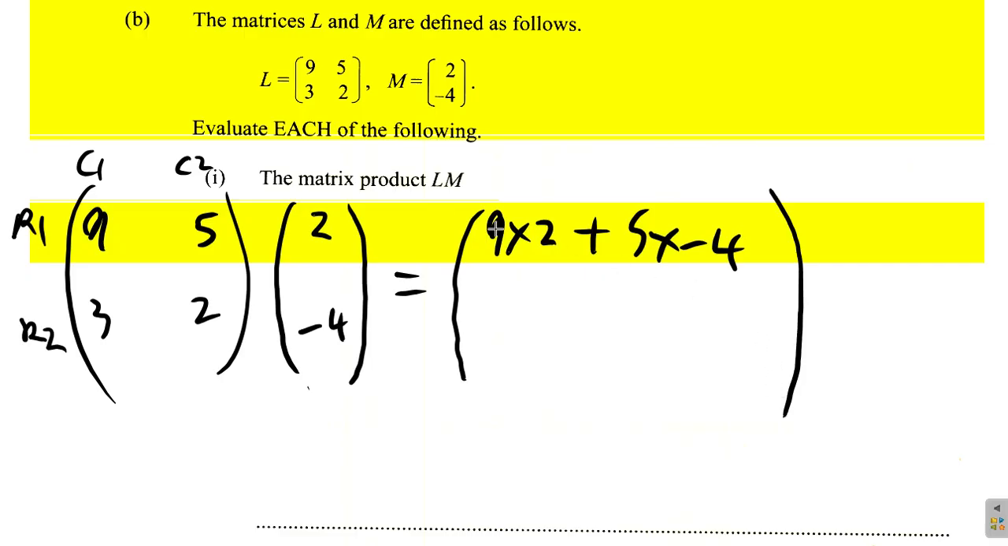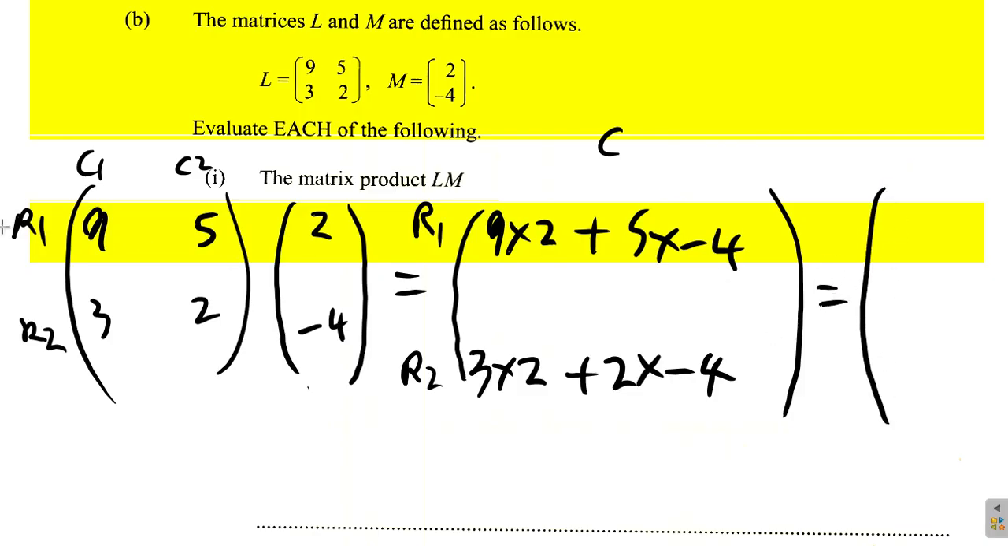And that gives you the answer for row 1 and the column. Next will be row 2 and the column multiplied. There's only one column in the second matrix. First by first, so it's 3 times 2, plus second by second, so it's 2 times negative 4.